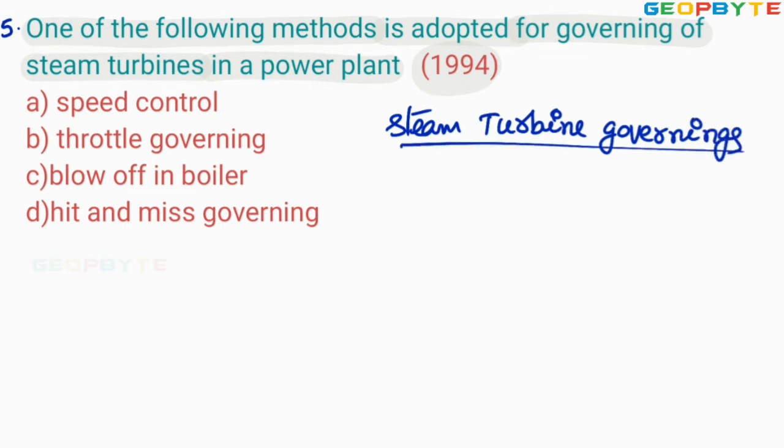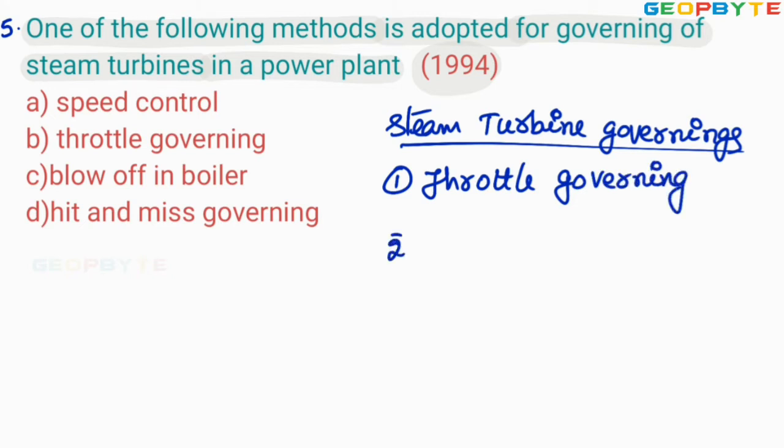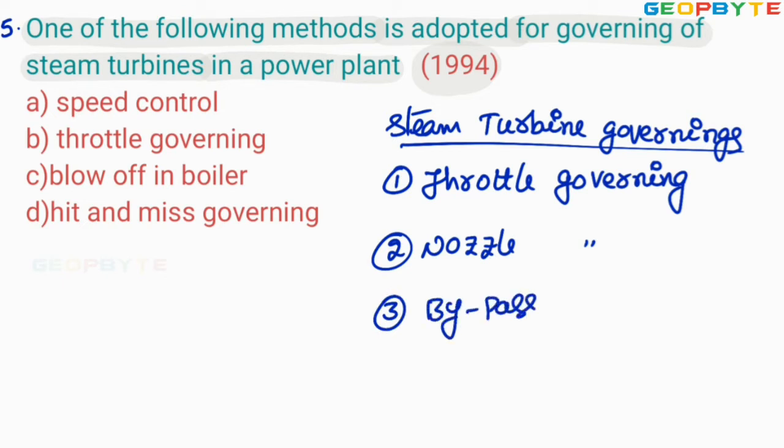Steam turbine governings: the first one is throttle governing, the second one is nozzle governing, the third one is bypass governing. These are the three governings we are popularly using for the thermal power plants or steam turbine power plant.